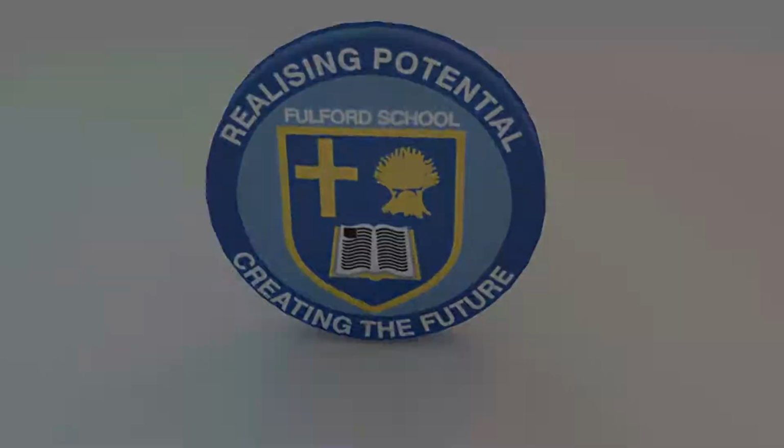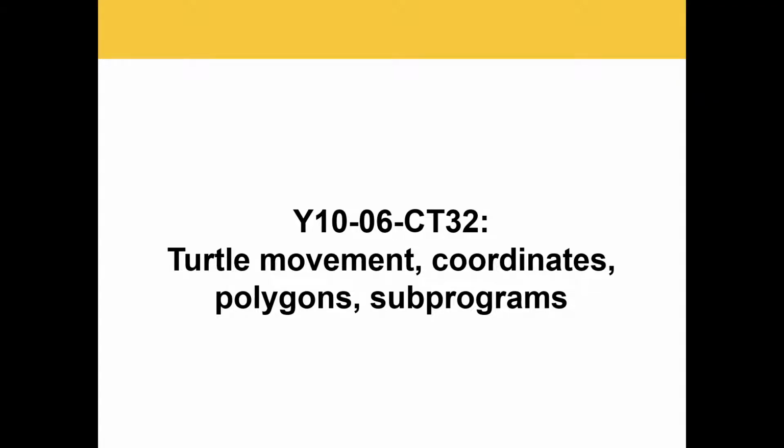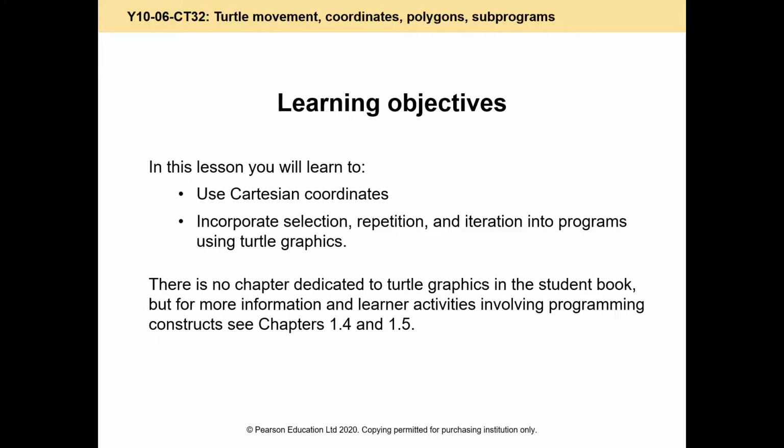So good morning. Today's lesson is the CT32 lesson. So we're learning all about how we can draw complex shapes in Python. So we want to make sure that we understand the aspects of maths that we're using. So Cartesian coordinates, that just means X and Y coordinates. And that we can then use all the skills that we've done so far.